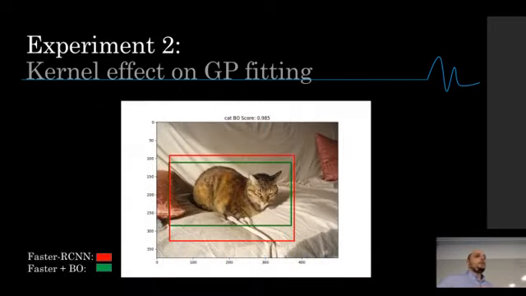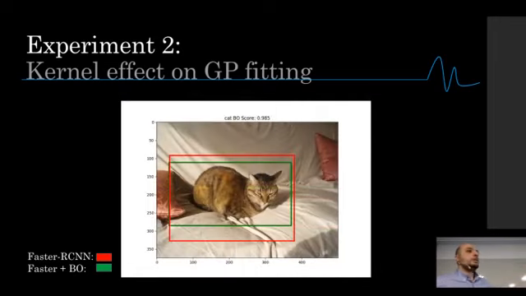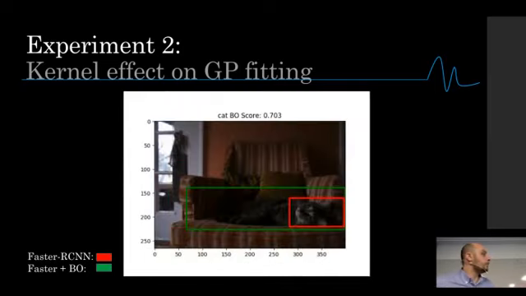And this is just some qualitative results. The red boxes are the Faster RCNN, so that's the localization given by Faster RCNN. And the green boxes are ours. That shows you the difference in the accuracy of localization for the objects.